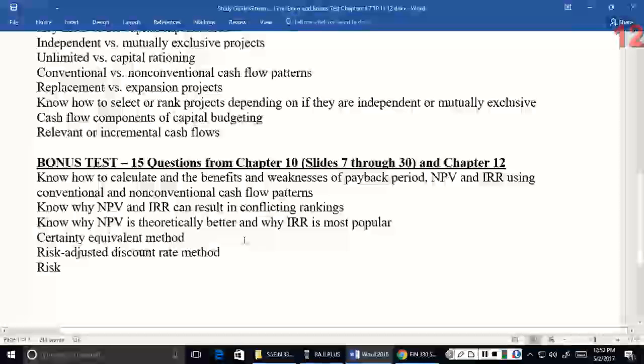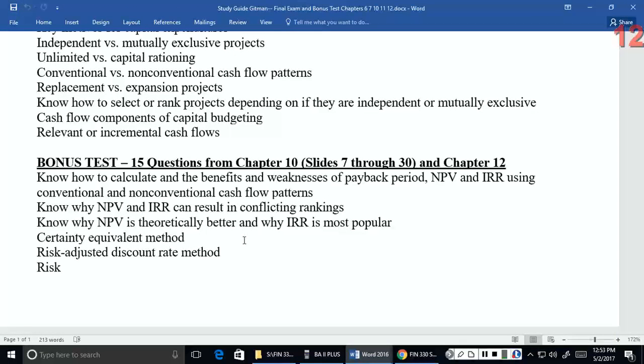Now, the bonus test, it's going to be 15 questions. They count 1 point each. They will be multiple choice. I think they're all multiple choice. There might be 1 or 2 true, false questions in there. But 15 questions, so know how to calculate.